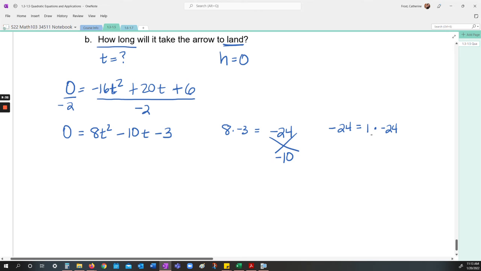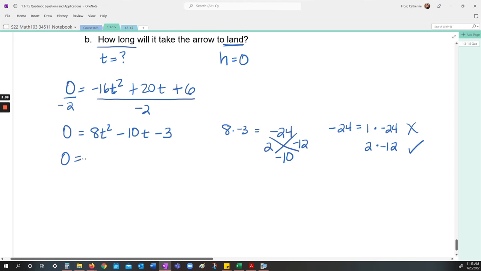Now if I add those together, I get negative 23. That is not going to work. Okay, how about 2 times 12? So 2 times negative 12. If I add these together, ooh, that works. 2 plus negative 12 is negative 10. So there are my numbers. So that also means this is going to factor. I'm going to be able to actually do this problem this way.